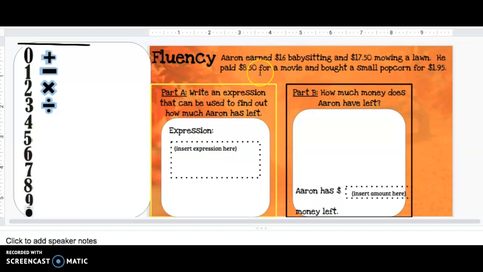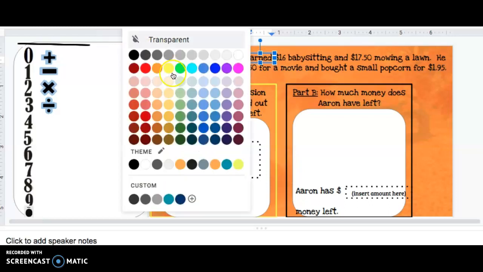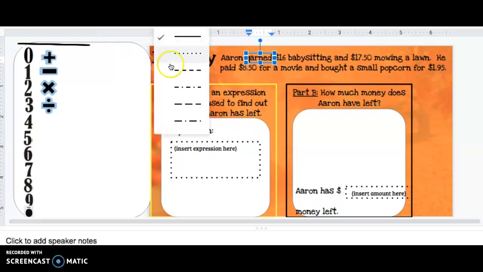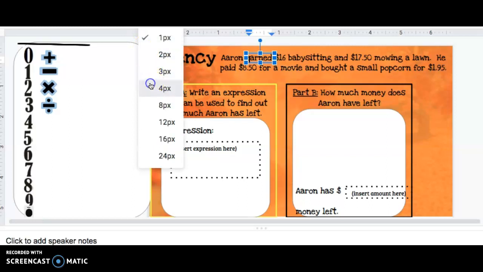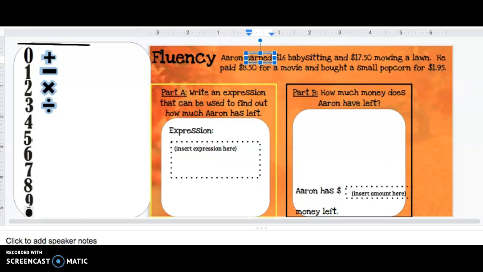So I like to put myself in Aaron's situation. If I was Aaron and I earned $16 babysitting, let me put yellow around it so we know that we're looking at Aaron earning it. If I earned money for babysitting and mowing a lawn, that means I'm taking that money and putting it in my pocket. So I'm gaining it. I'm keeping it. It's mine. So I'm going to be adding those together.